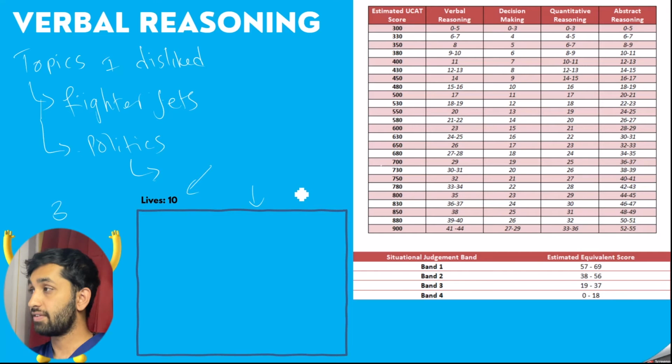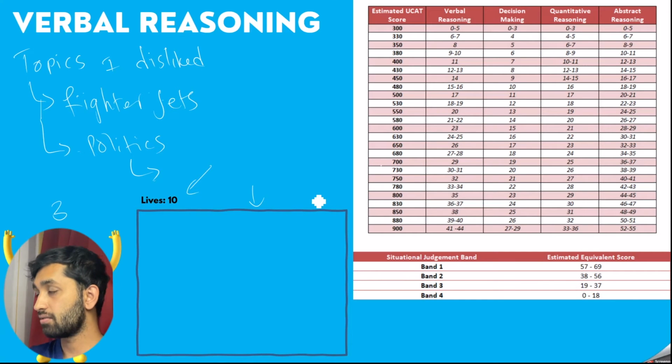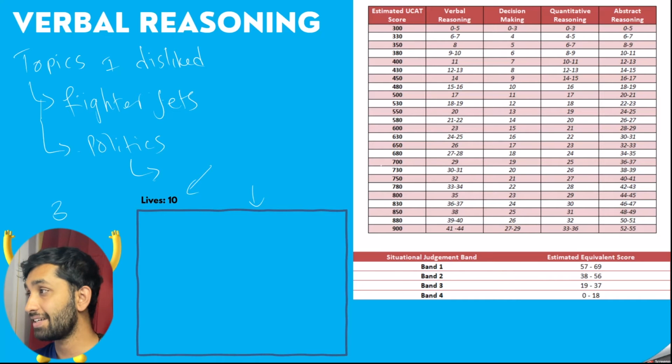I got all of this information from this chart right here. This chart is an estimation of multiple different scores over the past few years, and it gives you an idea of how many marks you might need in order to get a certain score. For example, 44 would give you 900, but a mark like 32 would give you 750, bearing in mind that the whole verbal reasoning subset is out of 44. I gave myself 10 lives, which would give me around 780, which is a relatively decent score.